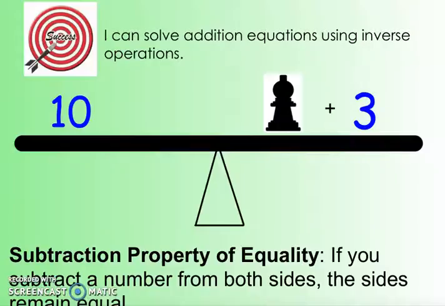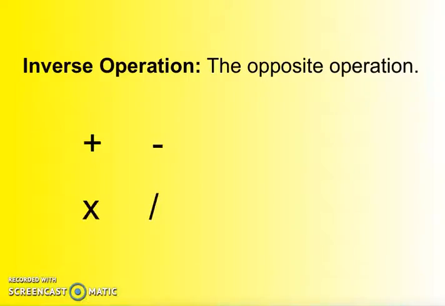Let's talk about, first of all, what an inverse operation is. An inverse operation is the opposite operation. So if I start off with addition, the opposite of addition is subtraction. If I start with subtraction, the opposite would be addition. Same is true with multiplication and division. They are opposites of each other as well.